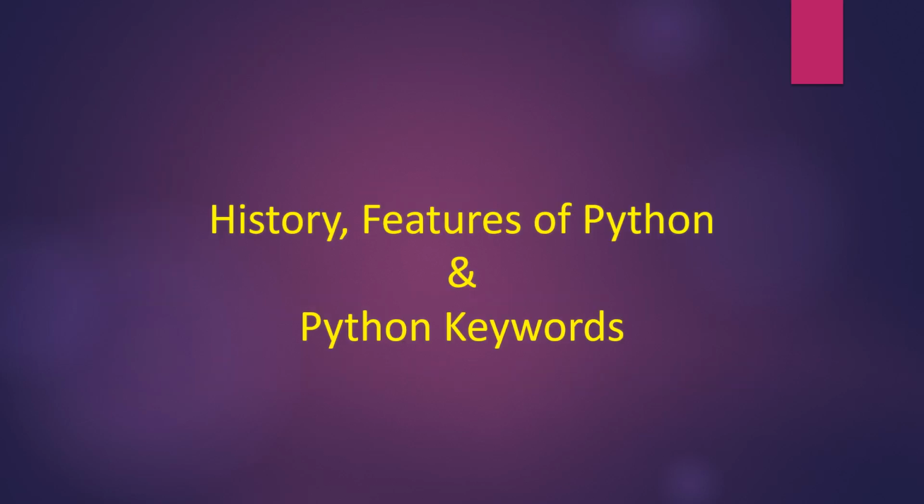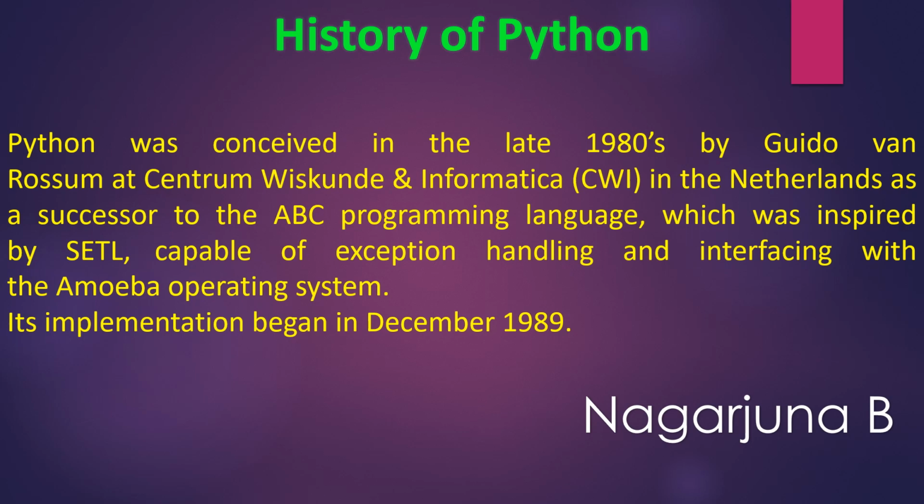History, features, and keywords of Python programming language. History of Python programming language. Python was conceived in the late 1980s. That means it was created during the late 1980s by Guido van Rossum at Centrum Wiskunde & Informatica (CWI) in the Netherlands as a successor of the ABC programming language.